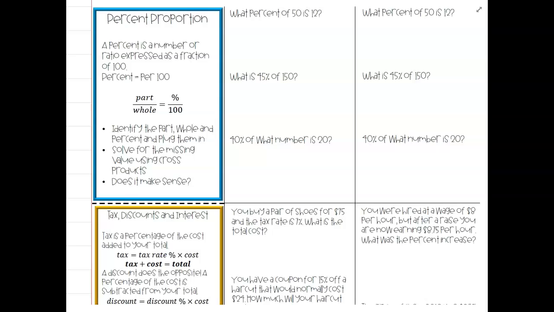But okay, percent in general. Whenever I say the word percent, a percent is a number or ratio expressed as a fraction of 100. The denominator of a percent is always 100. So 15% is 15 per 100. It means that if 15% of the class is blonde, there may not be 100 of you in here, but if I were to keep the same ratio, and there were 100, there'd be 15 people that were blonde. Okay, so 15 per 100. There may not be 100 people in there, but that ratio would be the same.